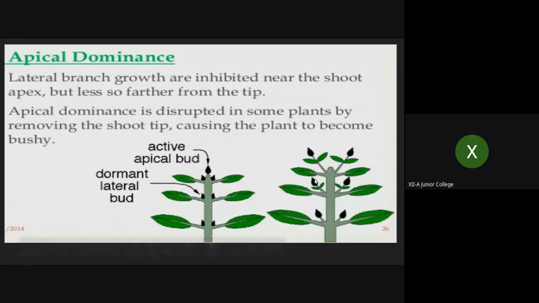But if you see in this next diagram, if this apical region is removed, then automatically what happens? The auxin is no longer released and transported down, and automatically this region stops receiving the auxins, and the lateral part shows growth. They grow, lateral buds grow properly. So lateral branch growth is inhibited near the shoot apex, but less so farther from the tip. Apical dominance is disrupted in some plants by removing the shoot tip, causing the plant to become bushy.